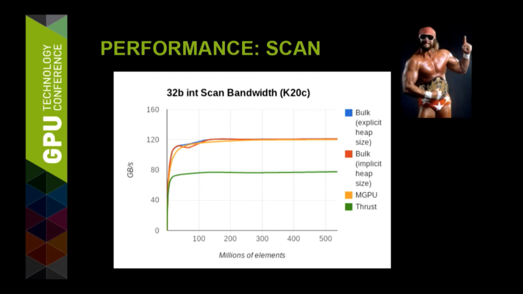Scan is an even better story. You can't even see them because all 3 of these lines are basically the same up there at the top. I've timed 2 different implementations of prefix sum using bulk. One is where I've explicitly chosen a size for the shared heap that I talked about before. The other is where I let the system choose the size of the shared heap itself. And you can see that there's basically no difference for this particular algorithm between those 2 implementations and Sean Baxter's modern GPU implementation. And this is almost 2 times the performance of the old, unmaintainable scan from Thrust. So I'm very happy about that. That's for the 32-bit integer case.